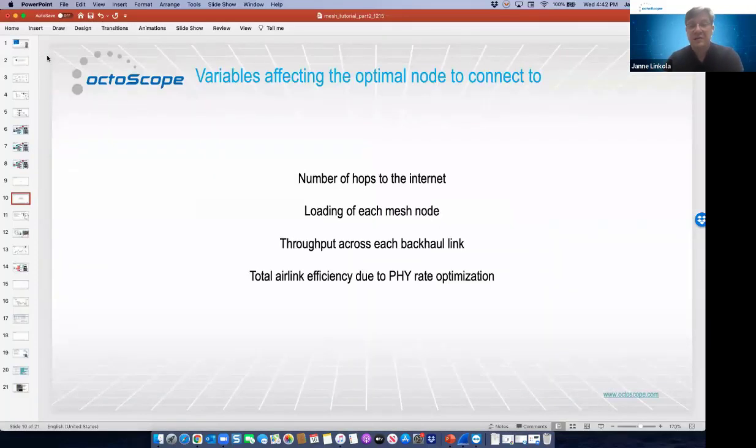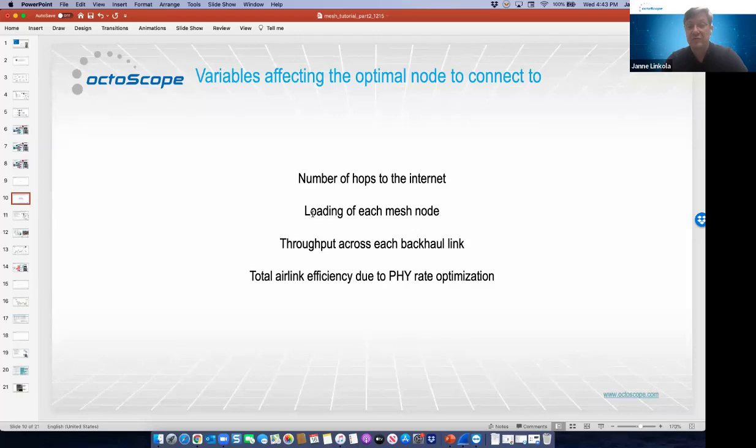Basically, we see that the impact to the user experience from these increasing amount of hops is actually quite dramatic. A rule of thumb is the throughput goes down in half as you increase a hop, and the round-trip latency about doubles. Now, this is not the only factor that affects what kind of user experience you might expect from a mesh. Of course, there are a number of other factors. I'm listing here a few.